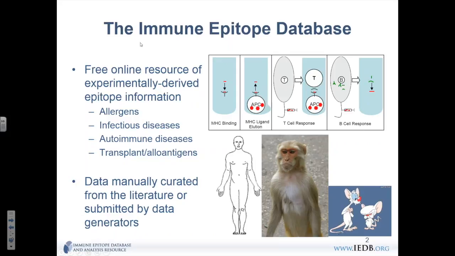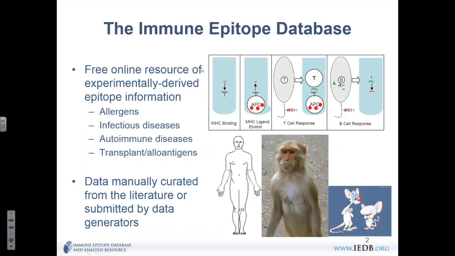Our scope is allergens, infectious diseases, autoimmune diseases, and transplants. And we're dealing with a number of different types of adaptive immune responses, T-cell and B-cell responses, but also MHC binding data and MHC ligand elution data, which is what we capture. The data is manually curated into the database and submitted by groups directly into the database. And we deal with all kinds of different hosts.